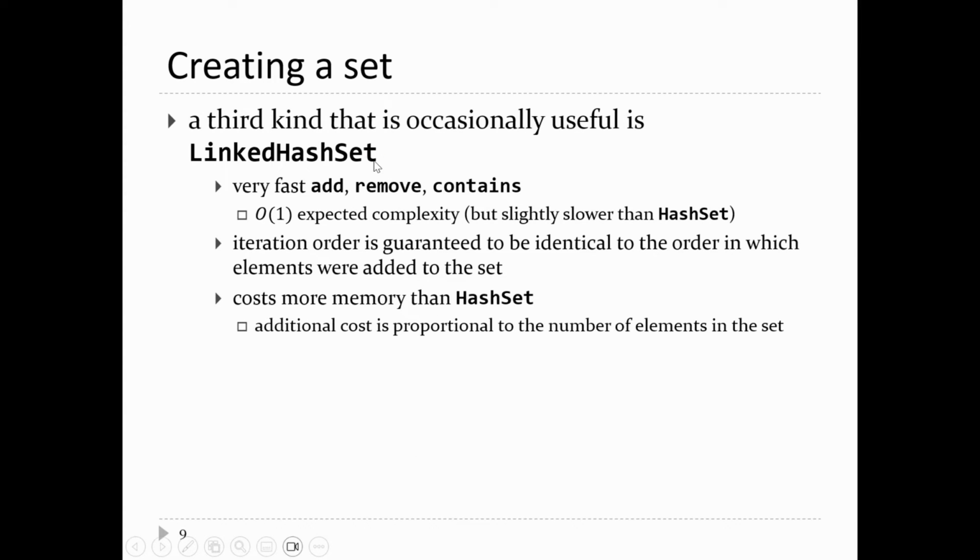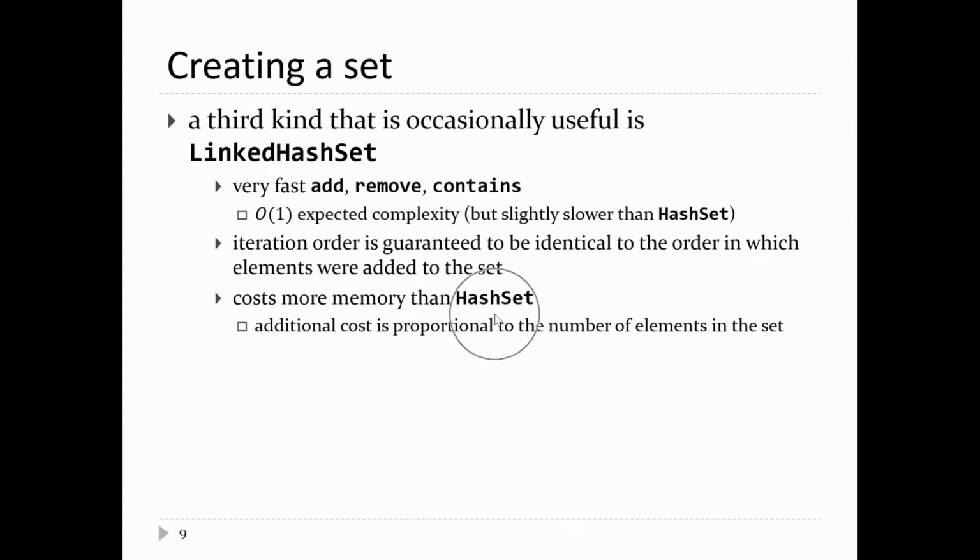So there's another kind of set that is occasionally useful. There's something called linked hash set. Just like hash set, it has very fast add, remove, contains, so O(1) expected complexity, slightly slower though than hash set. Unlike hash set, the linked hash set guarantees iteration order. The order that the elements are iterated in is the same as the order in which the elements were inserted. So you add a bunch of stuff to the set, and when it iterates over a linked hash set, it iterates in the order in which they were added.